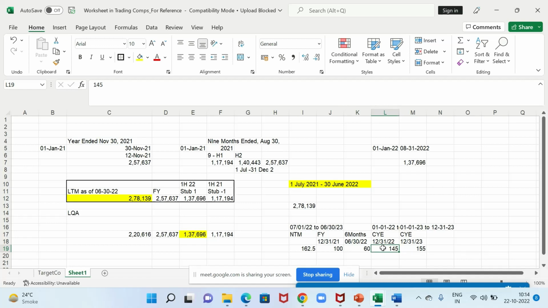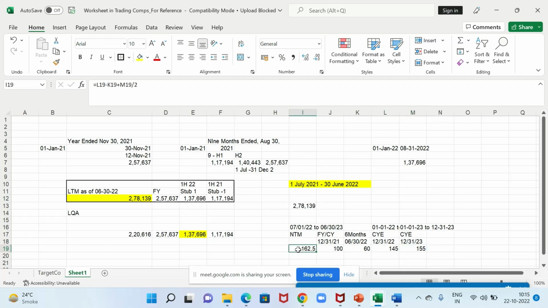First fiscal year, that is CYE, and I'm assuming FY and CY are the same for this company. Fiscal year and calendar year are the same for this company, which is 31st December 21. So the 1 year forecast is this. The second year forecast is 155.